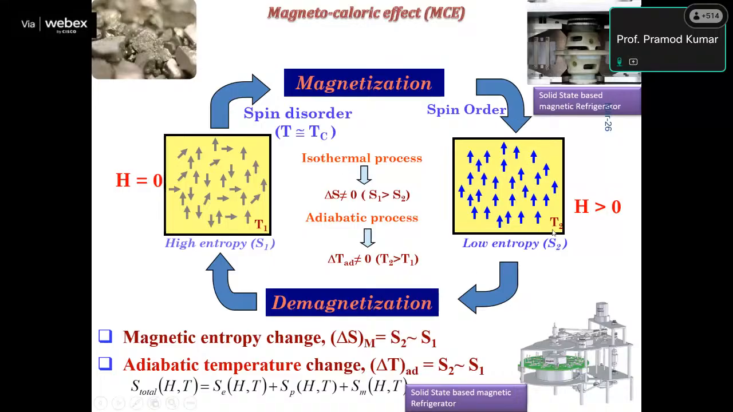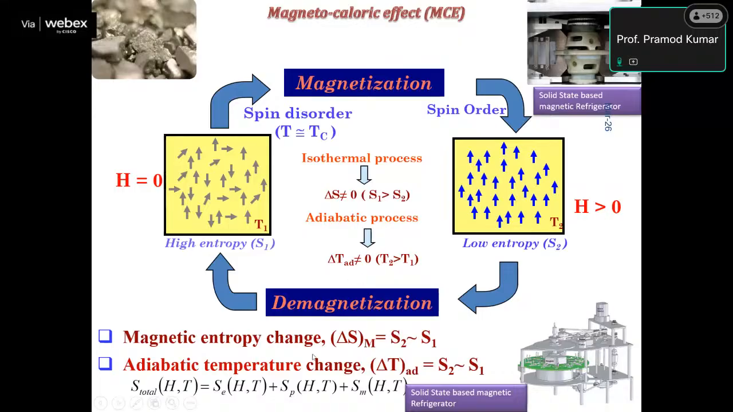So if we remove this magnetic field in adiabatic conditions, what happens? Again all spins will start to move in random directions. But we have a closed, adiabatic system, so definitely some process is going to happen, and through that process we will find a change in temperature. Because we have adiabatic conditions, this change in temperature is known as the adiabatic temperature change.